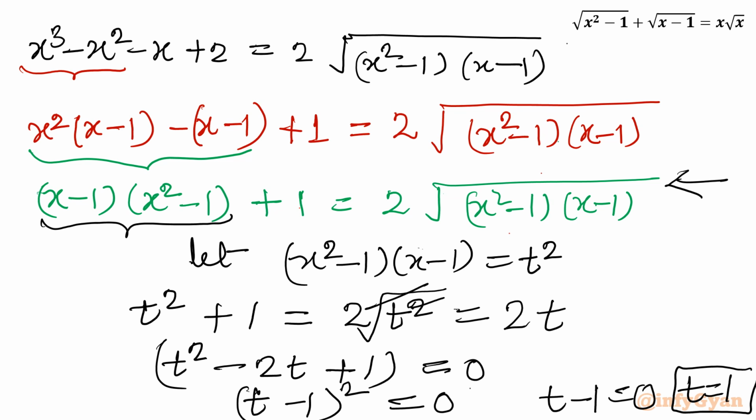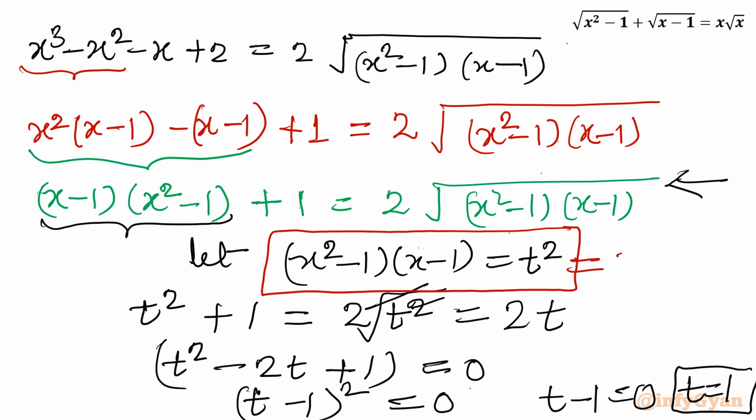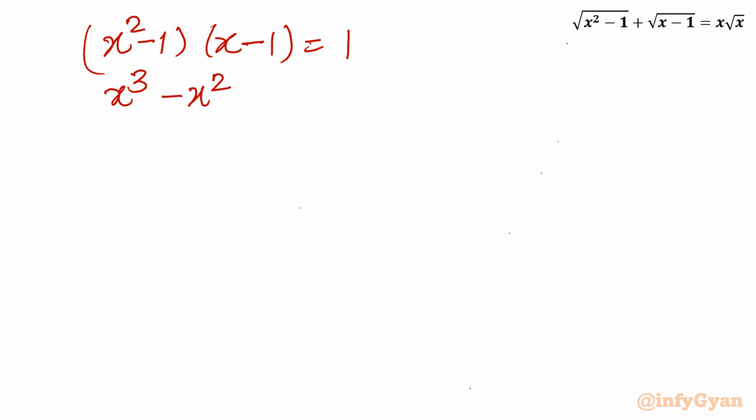Now see what is t. t² is this one. If t equal to 1, then t² is also 1. So that means this value is now 1. Now we have to solve this cubic equation, (x² − 1)(x − 1) equal to 1. Let us solve. Expand it: x³, x² times x, x² times minus 1 minus x², minus 1 times x, minus 1 times minus 1 plus 1 equal to 1.